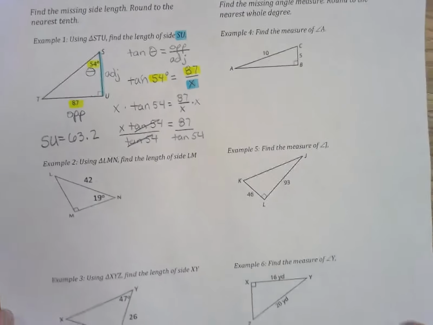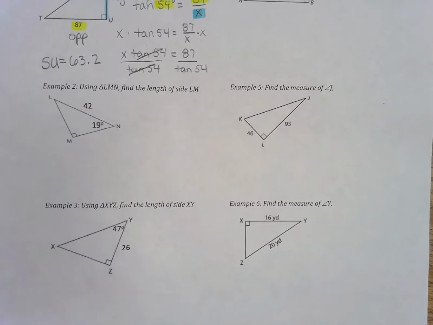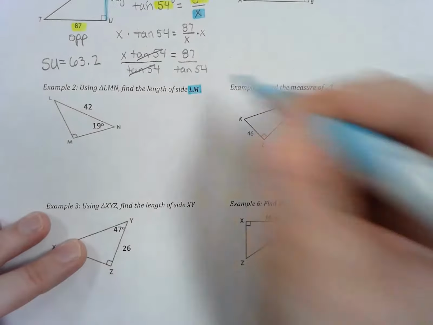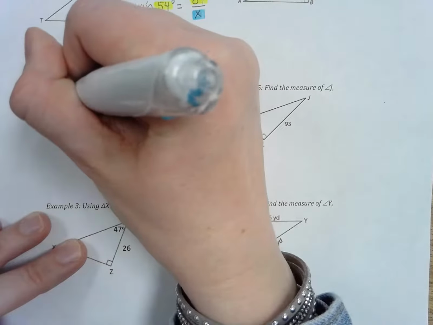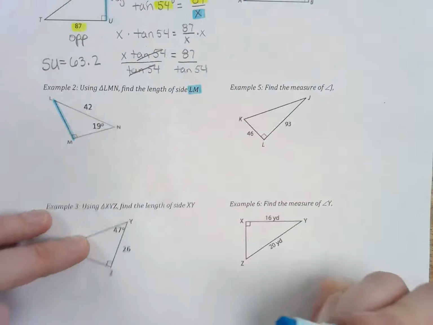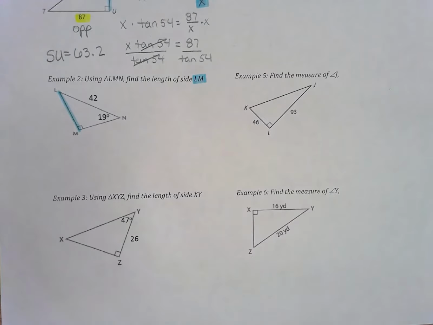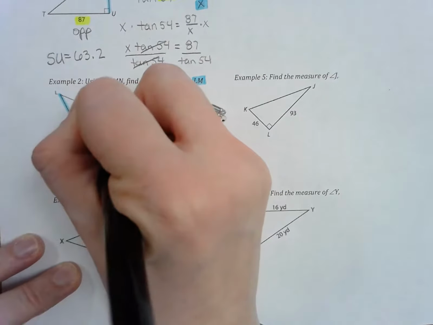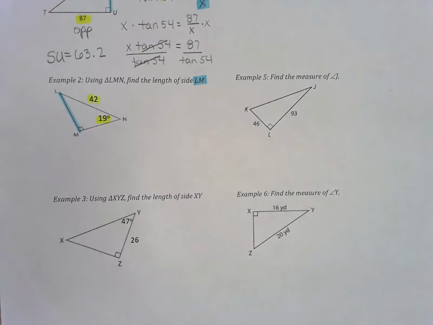Let's go to our next example. Here we have side LM is what we're trying to find. So LM is here on our triangle. We know some provided information, 42 and 19. So we're going to label either what we need to find or what we already know. We don't need to label the other parts of the triangle.